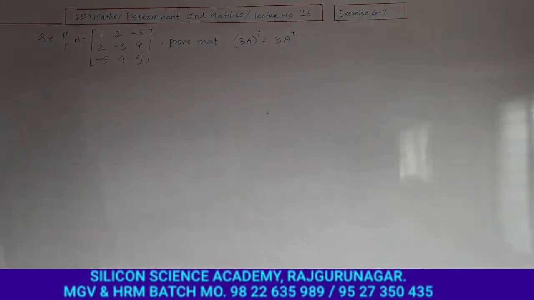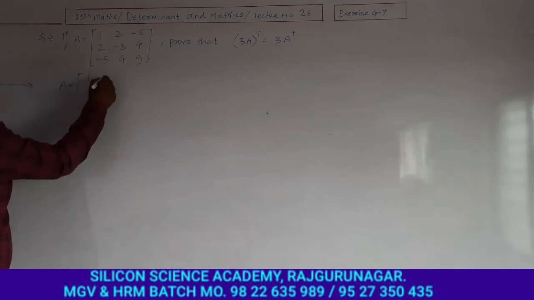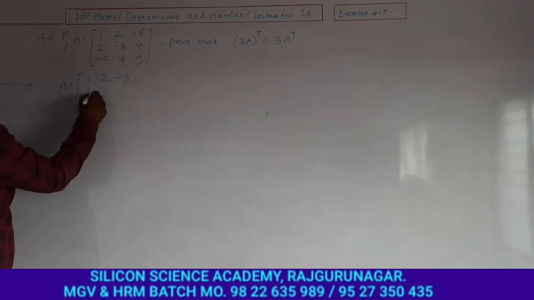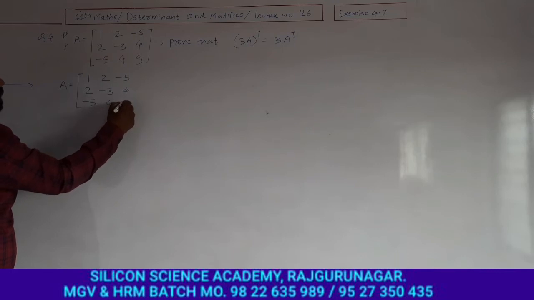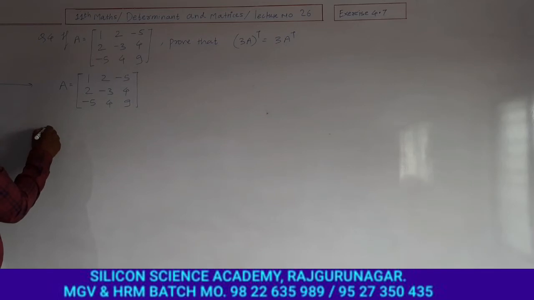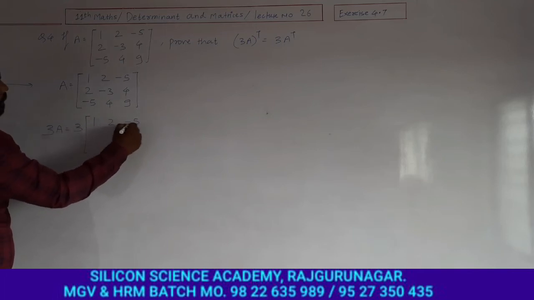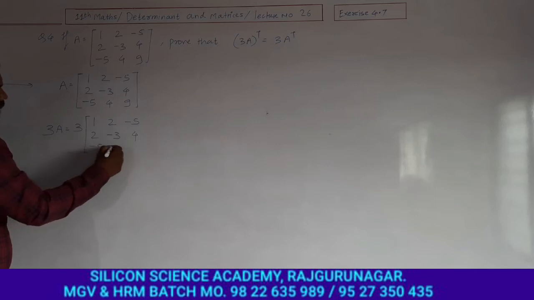That is A. Okay. Now answer. We have to solve LHS. Take the matrix A, which is 1 2 minus 5, 2 minus 3 4, minus 5 4 9. Okay, then 3 into A. 3 into A is equal to 3 times 1 2 minus 5, 2 minus 3 4, minus 5 4 9.